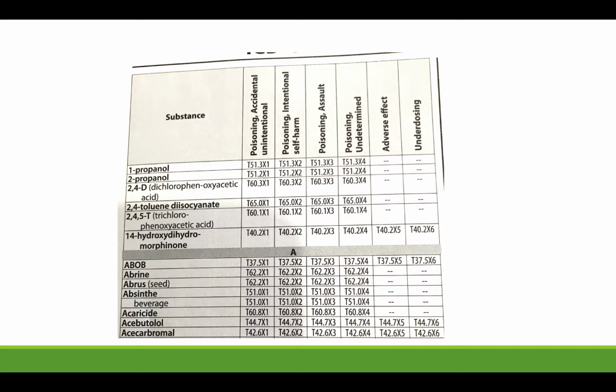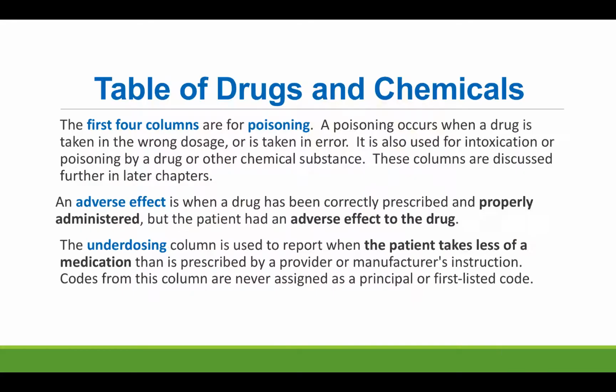Just like the table of neoplasms, it has columns for poisoning, accidental, unintentional, poisoning, intentional, self-harm, poisoning, assault, poisoning, undetermined, adverse effect, and underdosing. The first four columns are for poisoning. A poisoning occurs when a drug is taken in the wrong dosage or is taken in error. It is also used for intoxication or poisoning by a drug or other chemical substance. These columns are discussed further in later chapters.